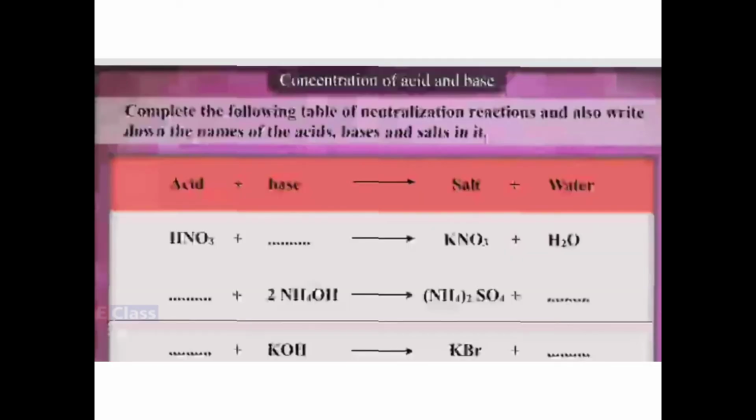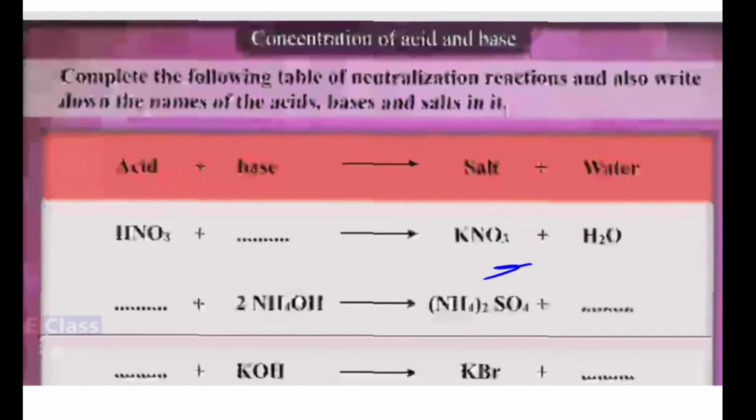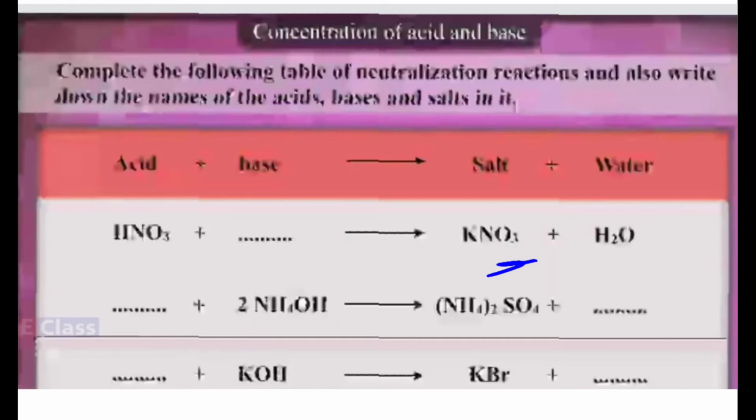Correct? So now here in front of you, children, one table is there. You are supposed to complete this table. You have to write down the names of the acid, the base and the salt in that. So how will you do it? You have first one, HNO3. Now see, NO3 is there here. See, I'm just teaching you how to go about it. Let me magnify a little bit more. Now I cannot magnify further.